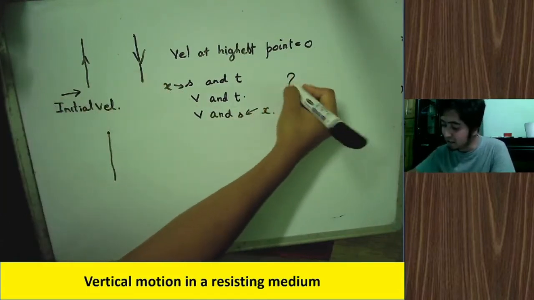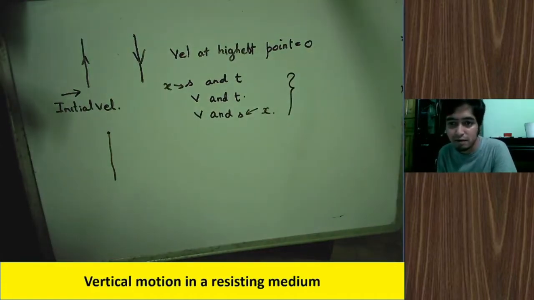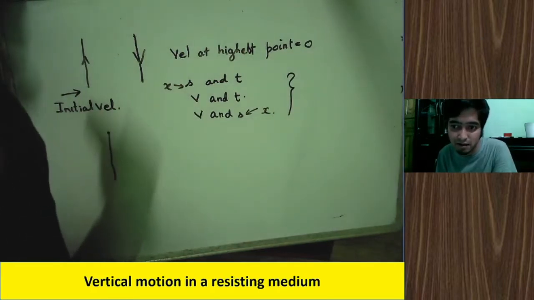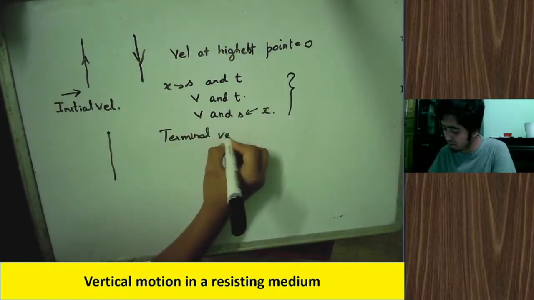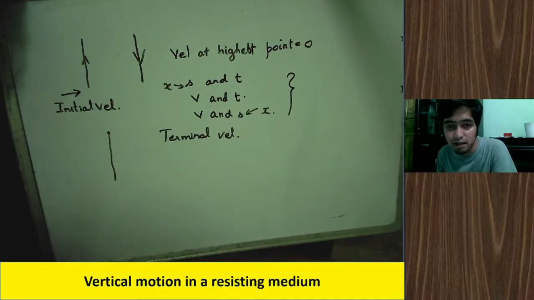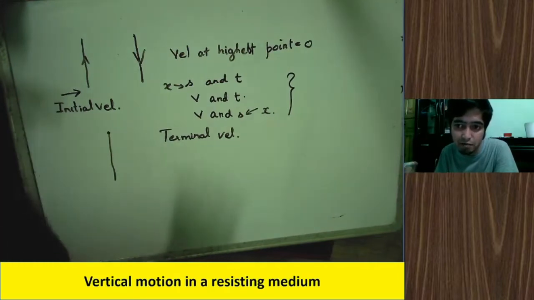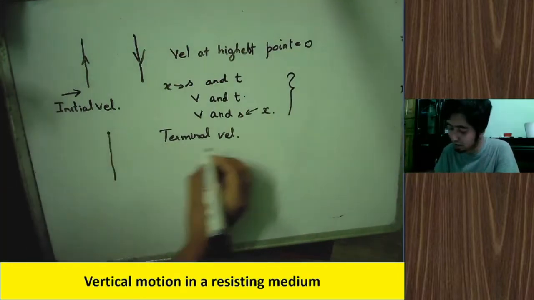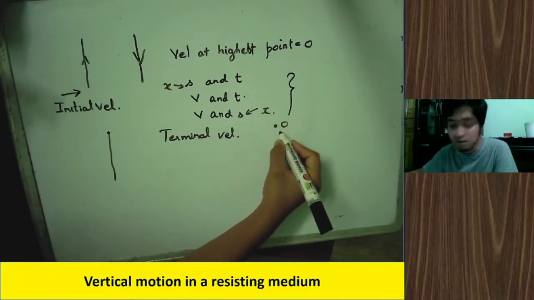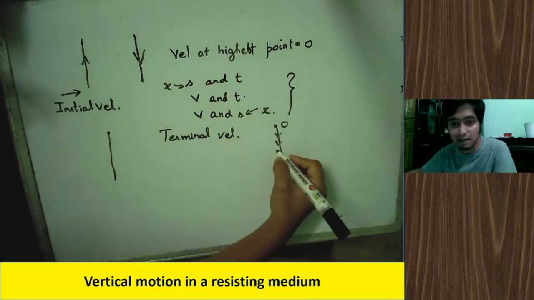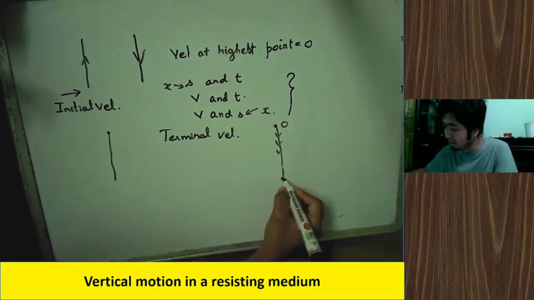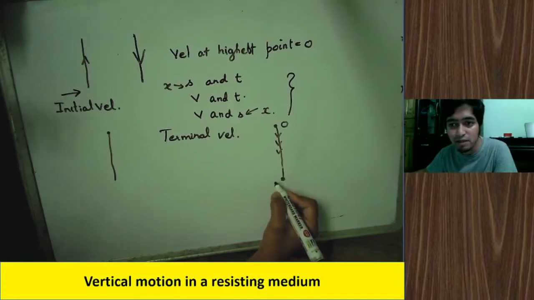Besides this, you will also be required to know something more. We have to discuss the terminal velocity. So what is the terminal velocity? Experiments have proven that if you are dropping a body from a very great height, the velocity of the particle at the start will be zero, and then the velocity keeps on increasing. There will come a time when the velocity becomes constant.